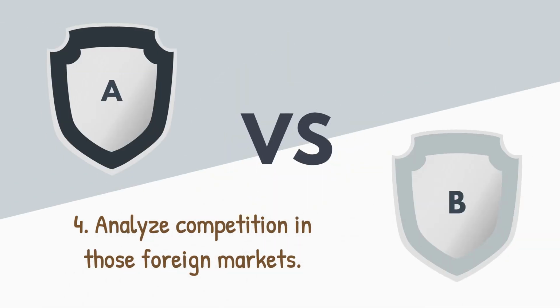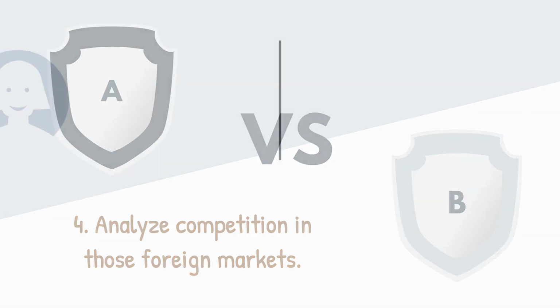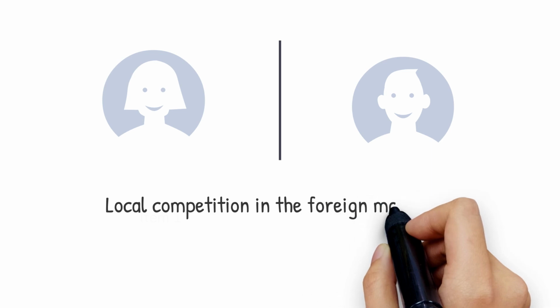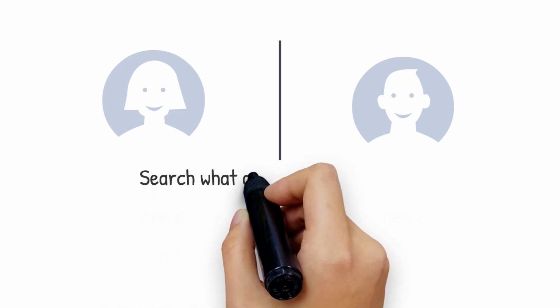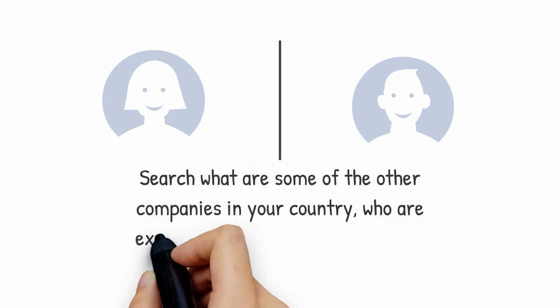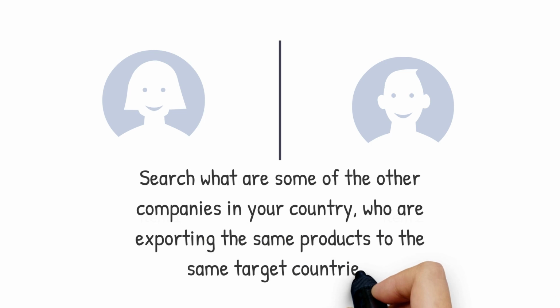4. Analyze competition in those foreign markets. An exporting company needs to handle two kinds of competition: local competition in the foreign markets, and competition by other exporters from your country. Search what are some of the other companies in your country who are exporting the same products to the same target countries. Find them online and analyze their website, their selling prices, strategies. What kind of export marketing channels?